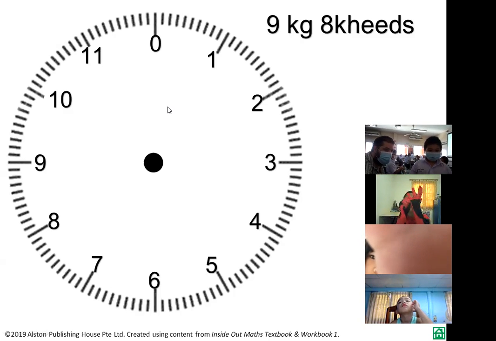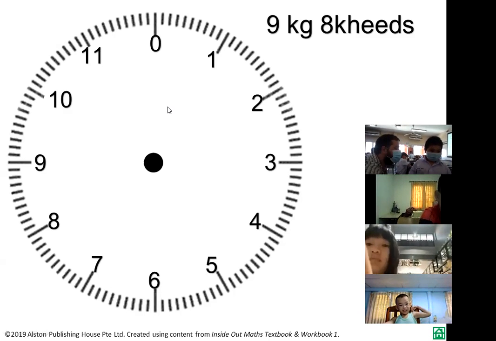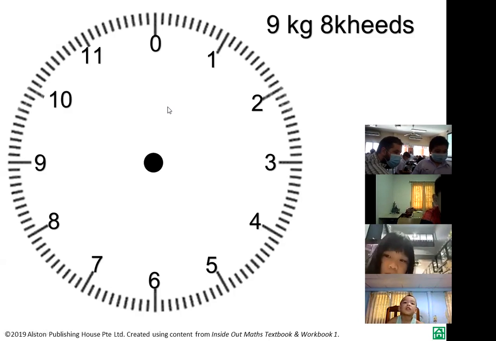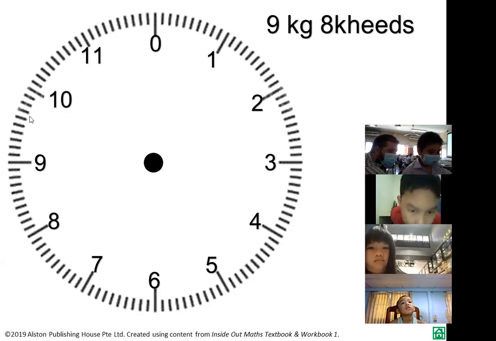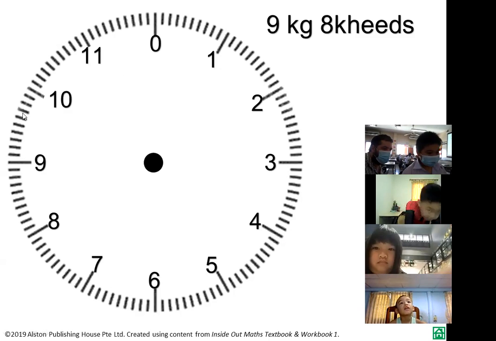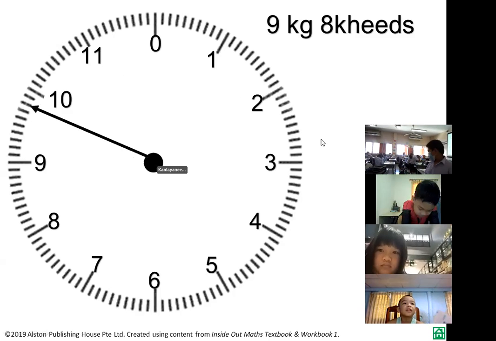1, 2, 3, 4, 5, 6, 7, 8. Yes? And now, sorry, nine. And now we need 8 keys. So now we count 8 little lines. Show me. 1, 2, 3, 4, 5, 6, 7, 8. Over there. Click. Yeah, good job. Thank you.